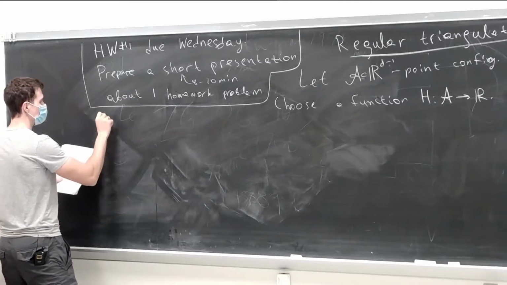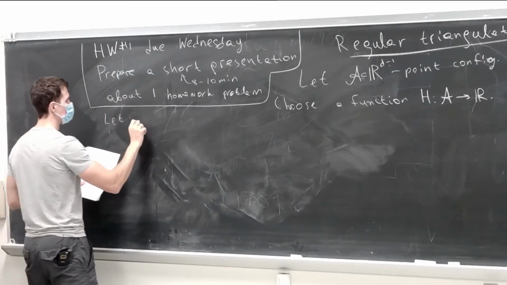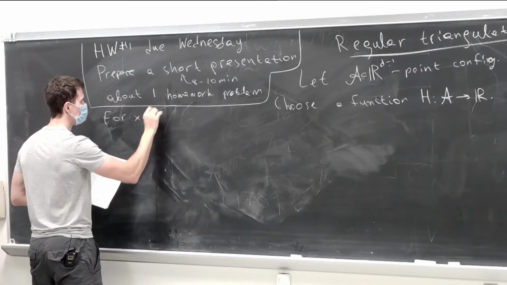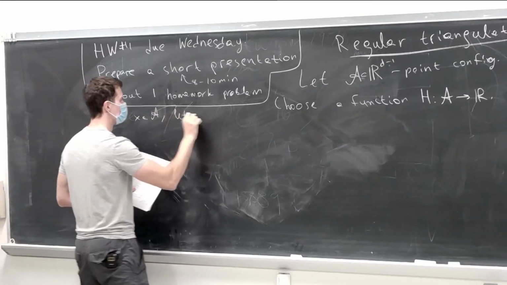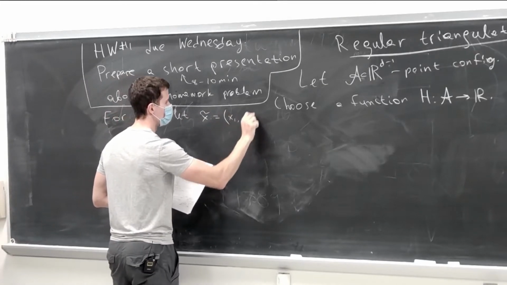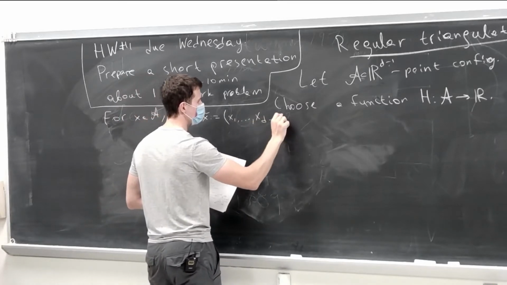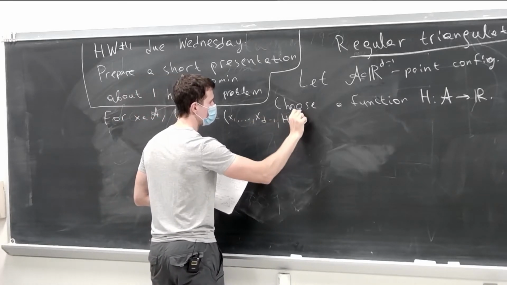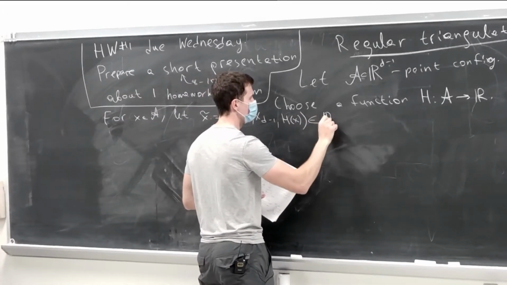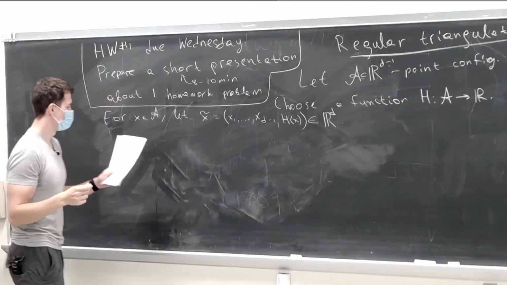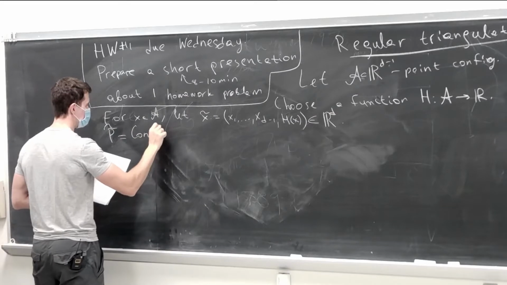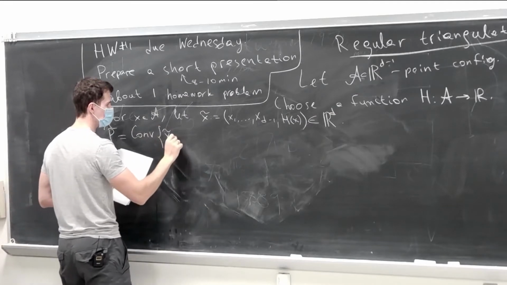So then define, for each x in A, let x tilde be obtained from x1 all the way up to x d minus 1, comma h of x. x tilde lives in one higher dimensional space, R to the d. And then P tilde is the convex hull of all these little x tilde points.